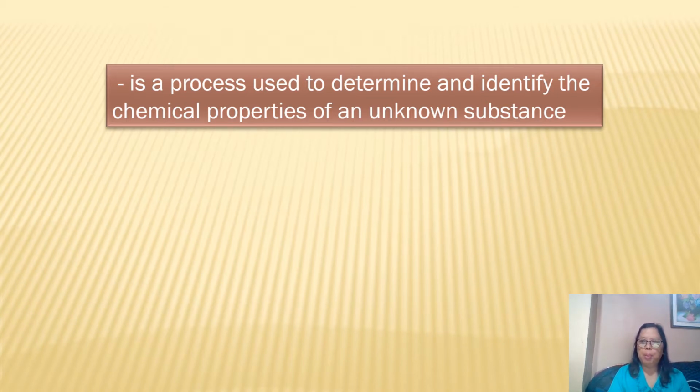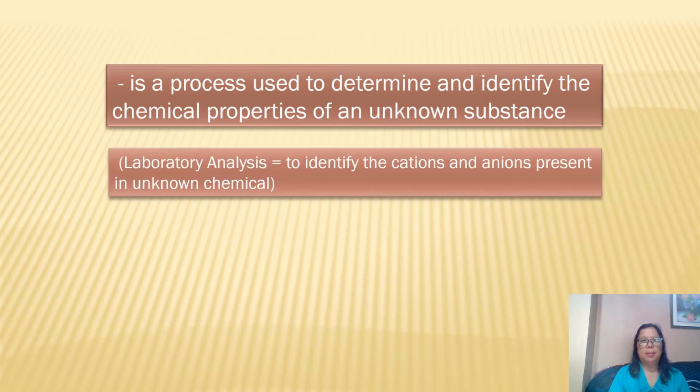This could be from product development, or this could be from a suspicious substance present in a certain stock. It could be from a sample from a river, it could be a sample from a food, or anything that you want to determine the substance present in it. So in your laboratory analysis, the main activity that you should be doing there is to identify the cations and anions present in your given unknown.